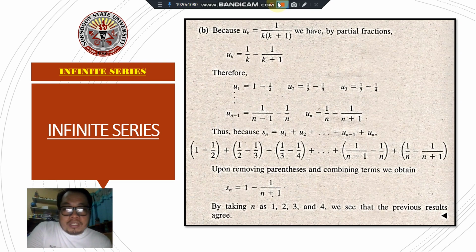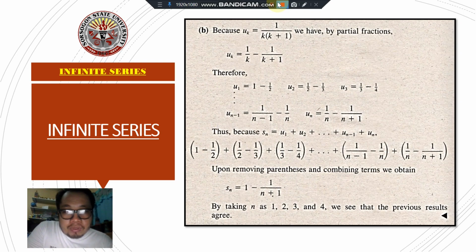So therefore, U sub 1 is equal to 1 minus 1 half, while U sub 2 is equal to 1 half minus 1/3, while U sub 3 is equal to 1/3 minus 1/4.